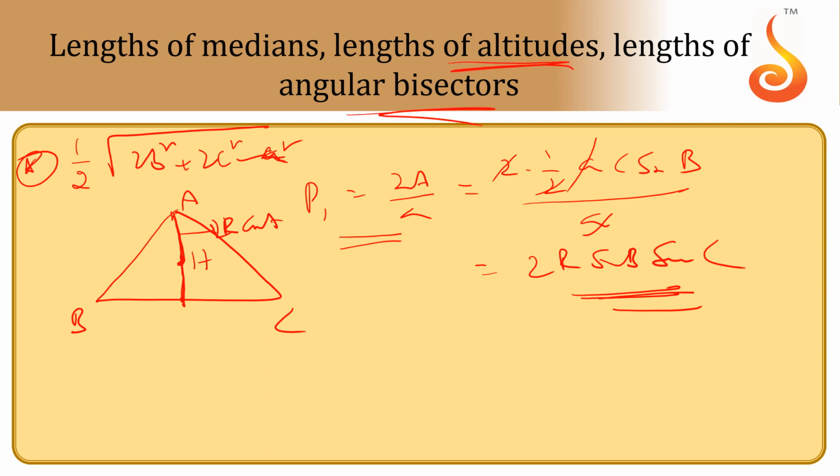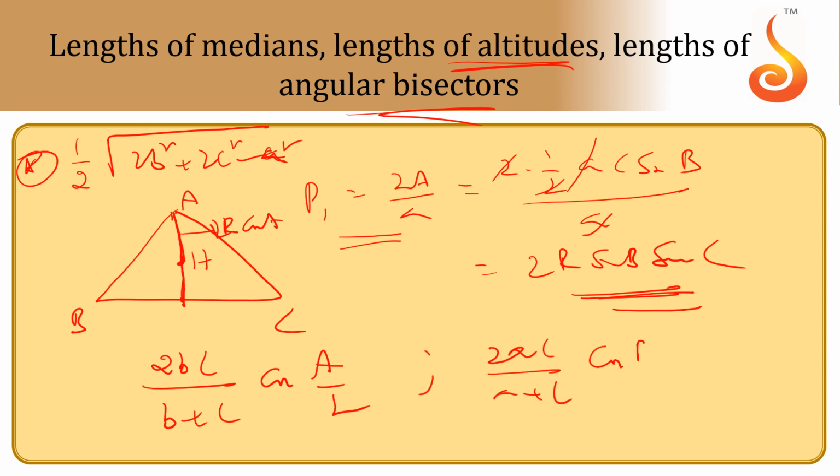Then lengths of angular bisectors. The angular bisector of angle A formula is 2bc by b plus c cos A by 2. See, there is a rhythm in every formula. Try to understand. The angular bisector of angle A is 2bc by b plus c cos A by 2. Then you can write the angular bisector of angle B as 2ac by a plus c cos B by 2. Like that you can learn angular bisectors.